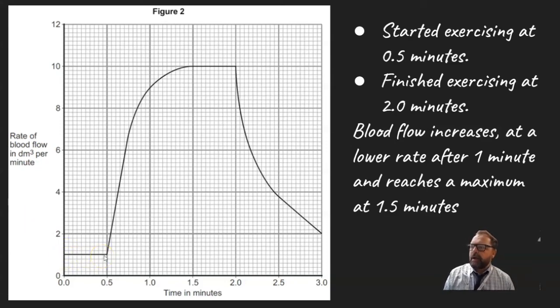Their body was demanding quicker delivery of glucose and oxygen, and so their heart rate increases. Notice that the heart rate, the blood flow, increases steeply at first, and then at a lower and lower rate as it curves until it reaches a maximum level, which is 10 litres per minute, and it reaches that maximum at about 1.5 minutes. This person stopped exercising 2 minutes in, and you can tell that because the rate of blood flow started to fall and go back to normal.